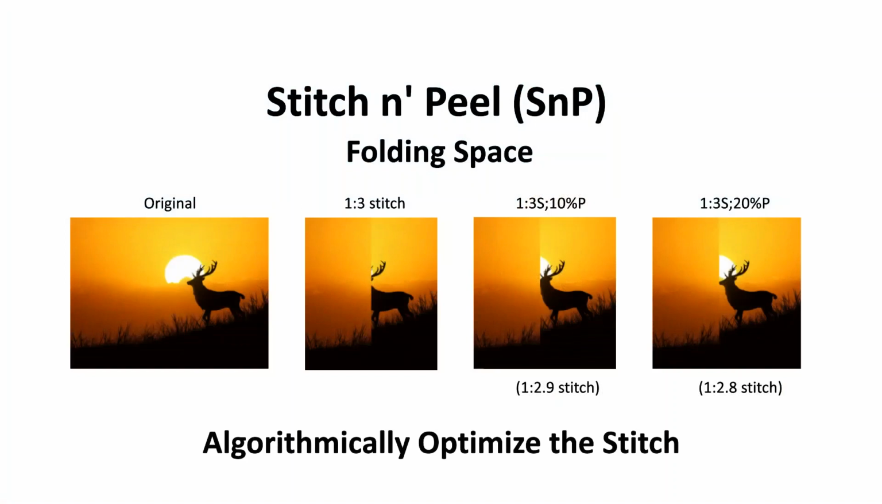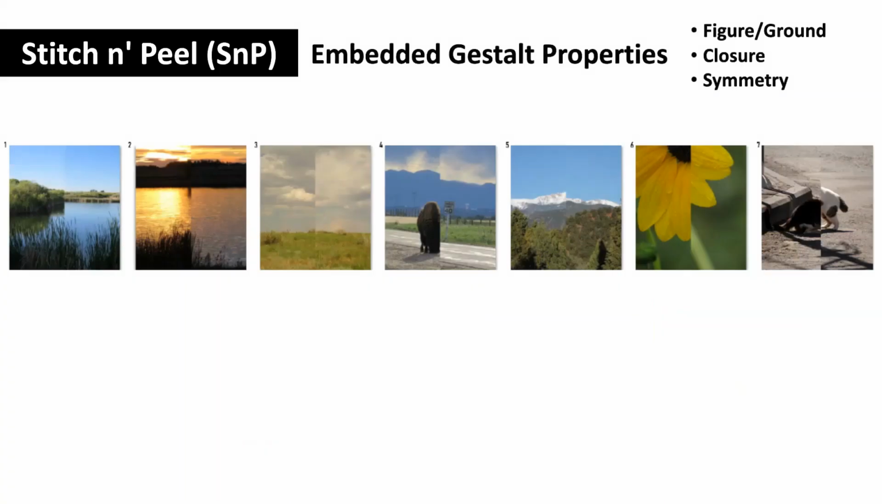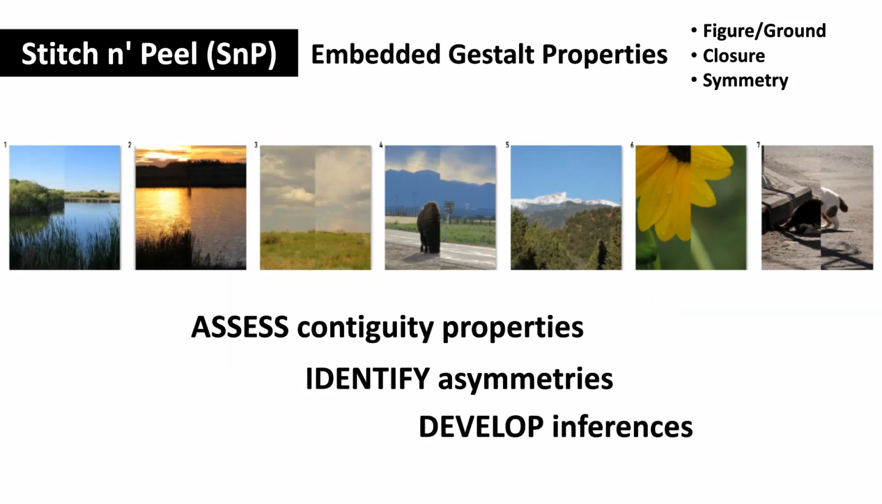In the simplest version of SMP, an image is divided into three parts: S1, S2, and S3. S2 is masked, and S1 and S3 juxtapose. SMP relies on embedded Gestalt properties, visual cues that allow us to hopscotch across spatially separated regions, in going from S1 to S3 by assessing contiguity properties, making comparisons, identifying same and different elements between two sections, identifying asymmetries, making inferences, and filling in the missing pieces of the image's story.